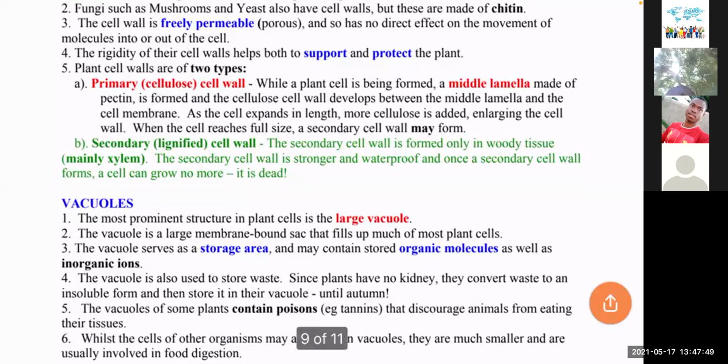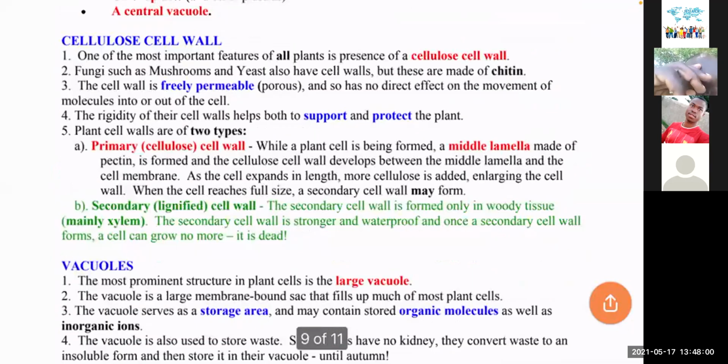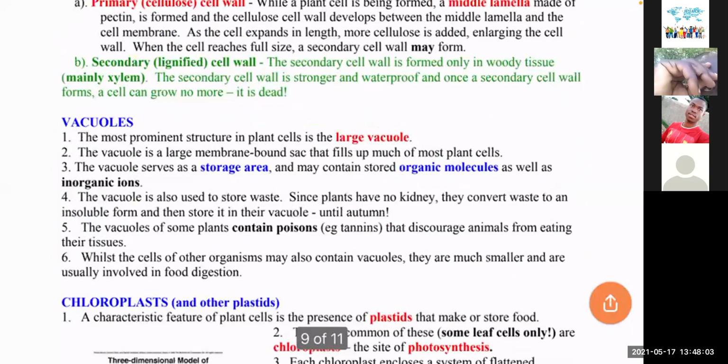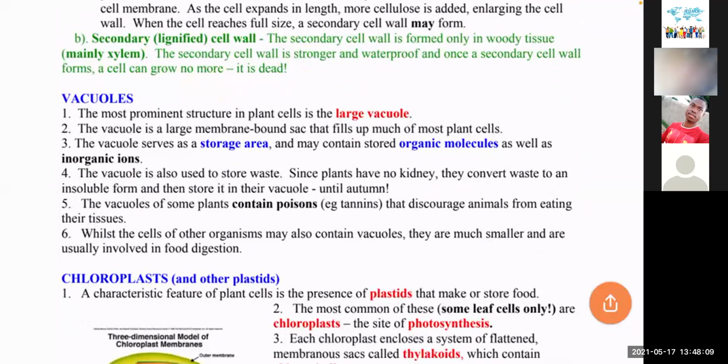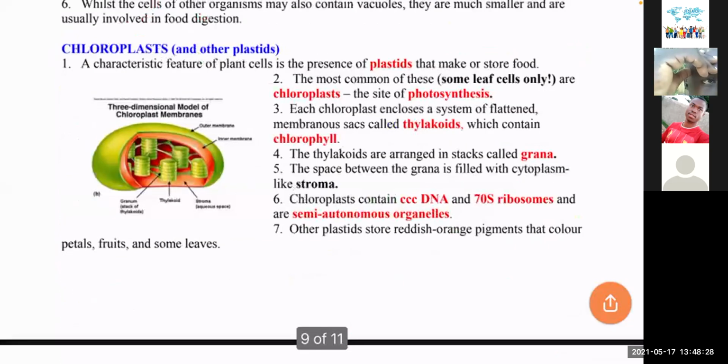So we proceed. Vacuoles. Mind you, we are discussing a plant cell here. This is a plant cell in specific that we're discussing. The most prominent structure in plant cells is the large vacuole. The vacuole is a large membrane-bound sac that fills up much of most plant cells. This will be one of the structures that will help you to identify that this is a plant cell. You will just look at how large the vacuole is.